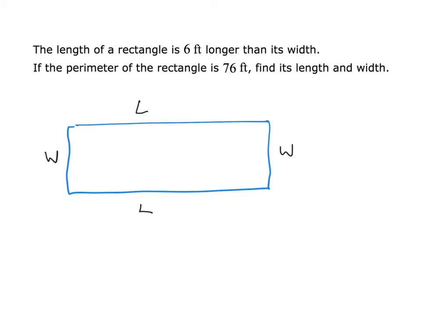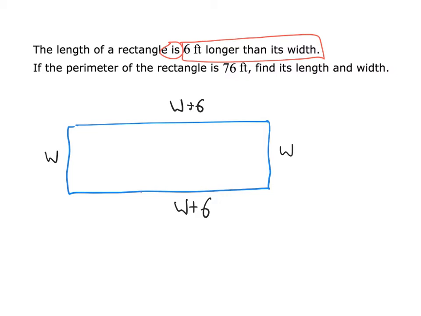Okay, here we go. Let's read the sentence. It says the length is 6 feet longer than its width. That means the length equals 6 feet longer than its width. What does that mean? That means that the length is the width and another 6 feet, or the width plus 6. I don't know what the width is yet, but it's width plus 6. I know whatever it is, I'm going to add 6 to it. So actually, I don't need this anymore. So I have dimensions of width and width plus 6 and width plus 6.